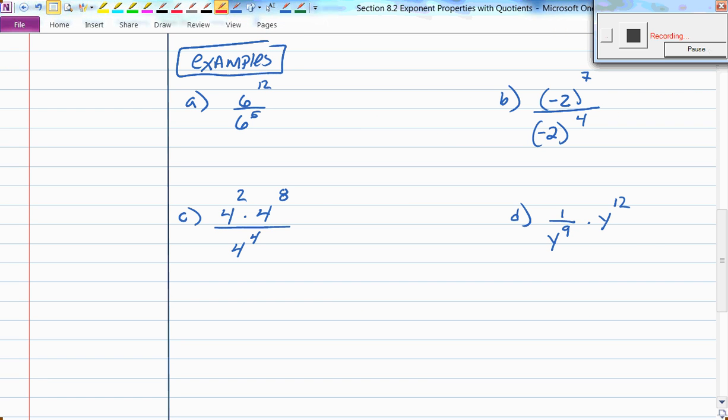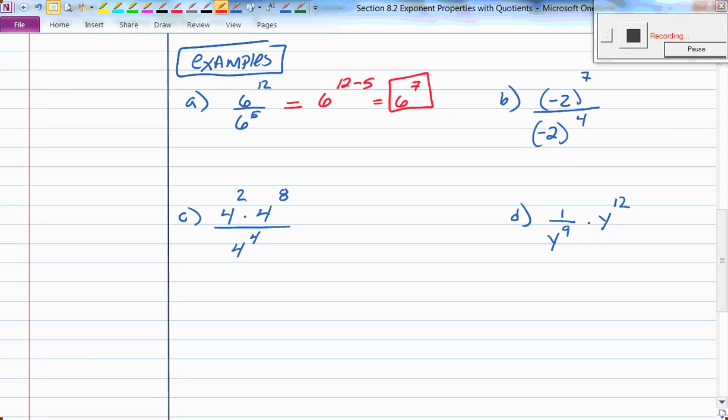All right, let's practice here with these 4 examples. Okay, I have 6 to the 12th divided by 6 to the 5th. Do I have the same bases on the numerator and the denominator of my quotient? Yes, I do. So that's going to be 6 to what power? 12 take away 5, which gives me 6 to the what power? And we're going to leave it like that. That's a pretty big number.